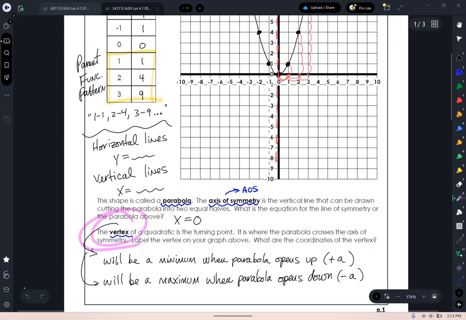And then, of course, there's our vertex, which is our turning point. And if our vertex is at the bottom of the parabola opens up, then we call the vertex a minimum. And if the vertex is at the top of the parabola, it opens down, we call that a maximum. This occurs when A is what? Positive or negative? When A is positive, we have a minimum vertex. And when A is negative, we have a maximum vertex, right? So A controls whether the parabola opens up or opens down. It also controls the stretch and the compression. So it's kind of like a twofold control there.